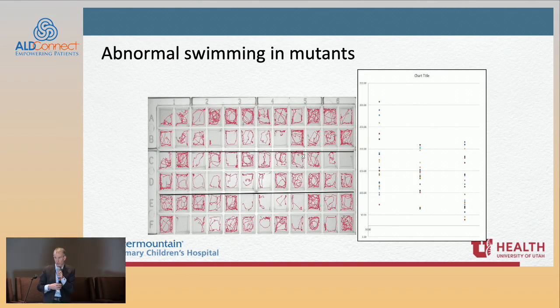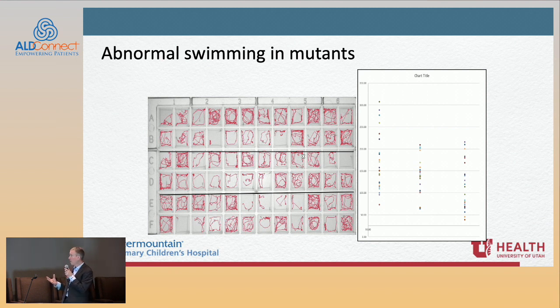These are pictures of tracking of zebrafish movement. These little red lines are from an automated device that tracks the zebrafish embryos swimming around in a 96-well plate. And the mutants swim less. They have a motor impairment, just like a patient would have problems with movement. And that motor impairment is something that we can then use in large-scale screening.